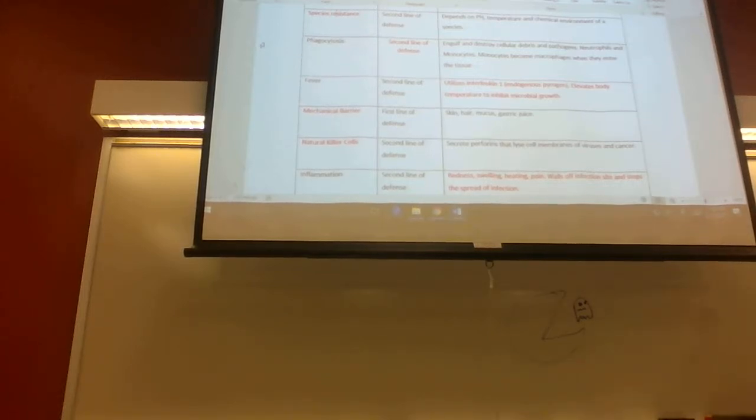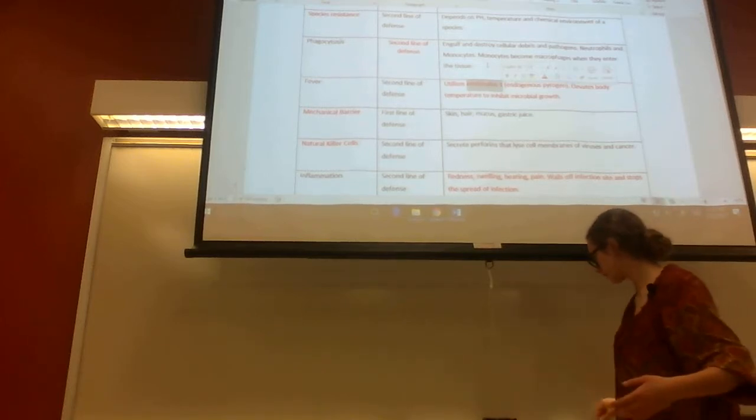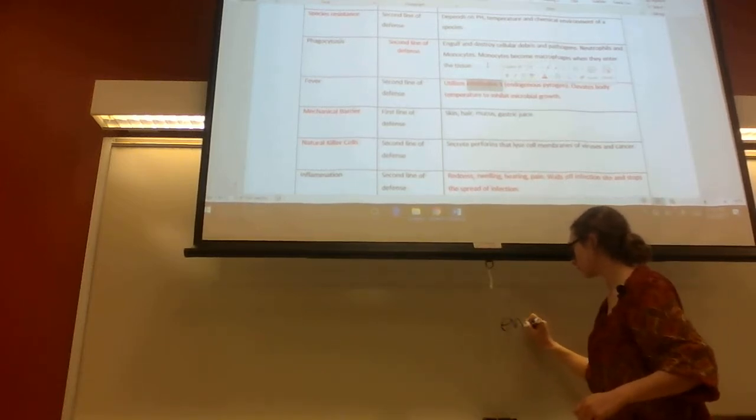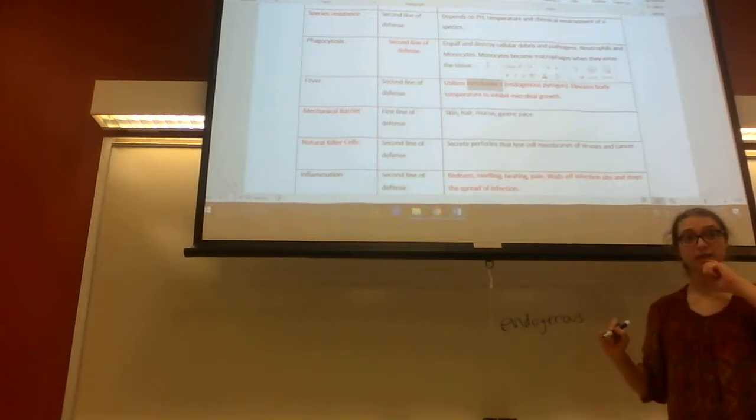The next second line of defense is known as your fever. This utilizes interleukin-1. So if there's any takeaway you get from fever, interleukin-1 should be the biggest thing you highlight, star, underline, whatever. Interleukin-1 is an endogenous pyrogen. So endogenous means what?